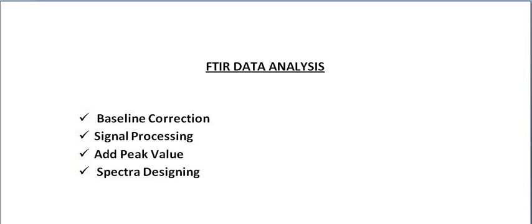And then we will see how to do the signal processing, that is, smoothing of the data, and how many points are required for the smoothing so that we can see the proper transmittance. After the complete signal processing, we will see how to add the peak value in the FTIR data, in order to find out where exactly the peak is. And lastly, we will see how to do the spectra designing so that proper presentation and visualization is done. So let's begin.